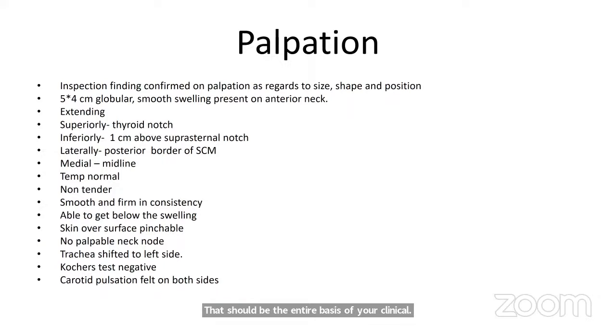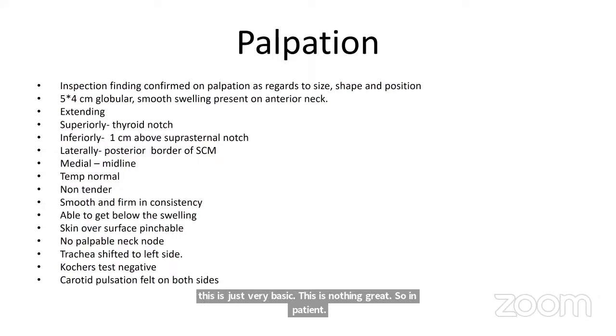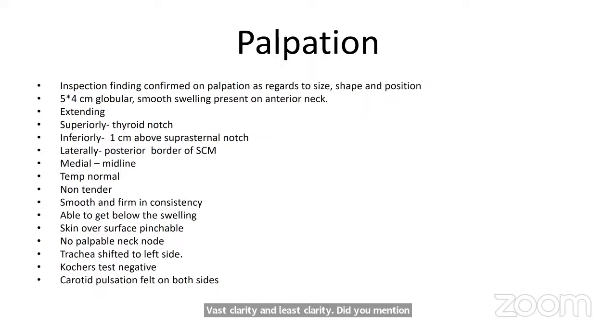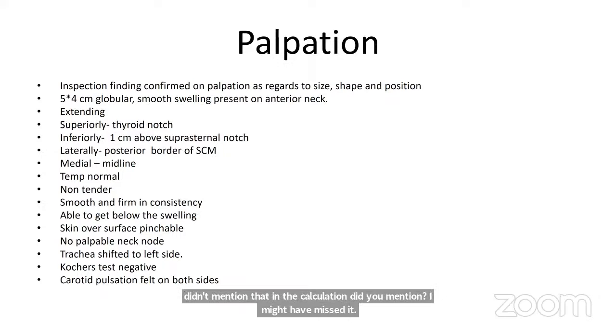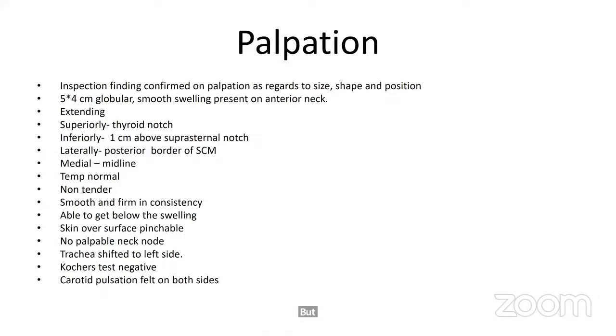So this is just a very basic thing. In palpation: size, shape, margins, consistency, vascularity, increased vascularity. Did you mention bruit? Did you auscultate the thyroid in this patient? Yes, sir, I did auscultate. There's no bruit. You didn't mention that in the palpation. Yes, sir, I didn't mention it, but I did the auscultation. So you have to mention that also. Why is that significant?